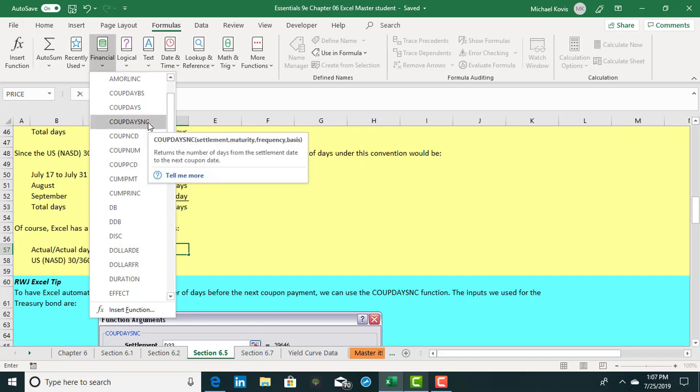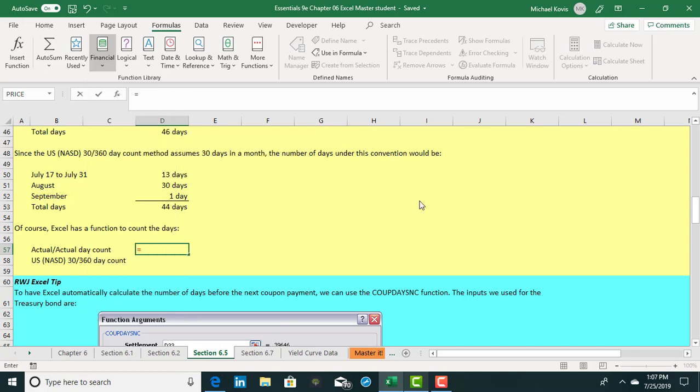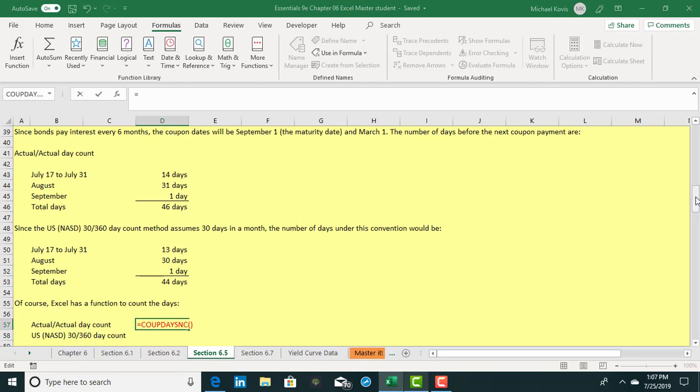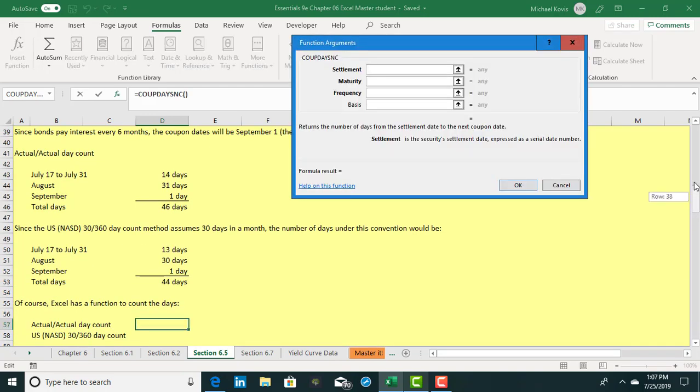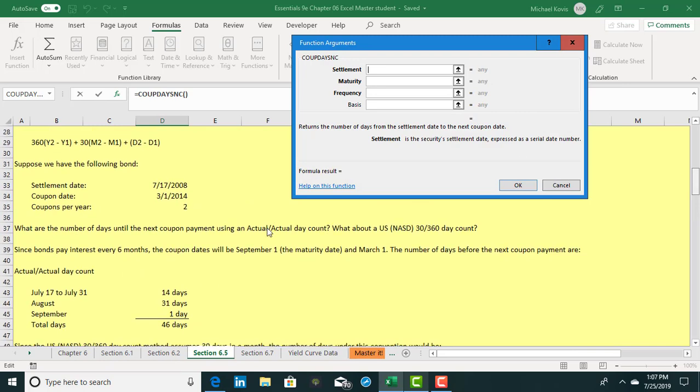So we're going to use COUPDAYS, so I'm going to scroll up to my data points. We're going to plug in the settlement, the maturity, and the frequency. And then the basis, we want the type of day count used. We want to use 1, and what that's going to do is give us an actual day count.